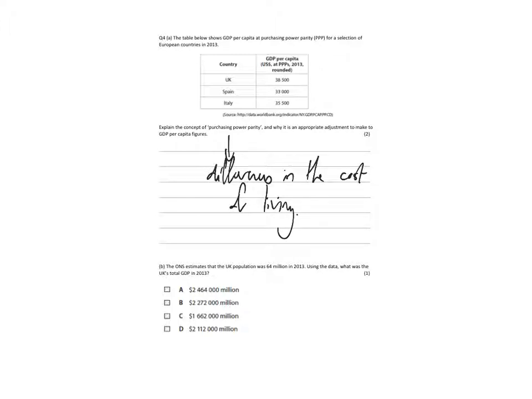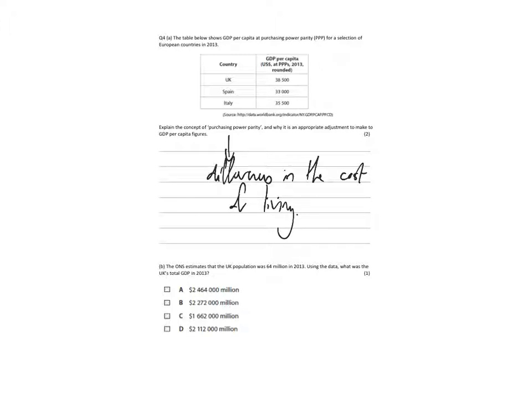So purchasing power parity takes out differences in the cost of living, or accounts for that, so we get a more accurate figure. And the value of doing that is that it allows us to make more accurate comparisons between GDP per capita figures to get a sense of the living standards between these 3 economies.